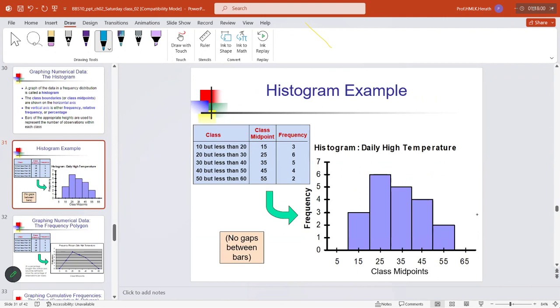In this histogram, we have reported the frequencies. Similarly, we can put relative frequencies as well. We can use relative frequencies as well. Now we have mentioned the class midpoints in this case. So we have mentioned the class midpoints.